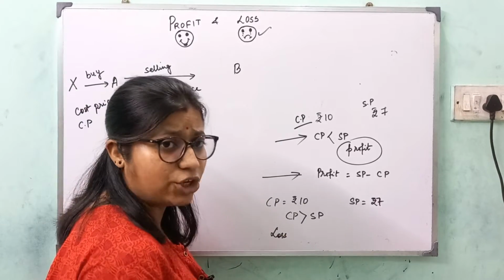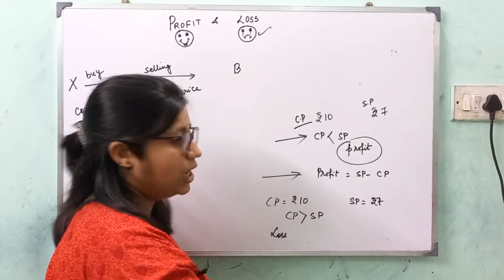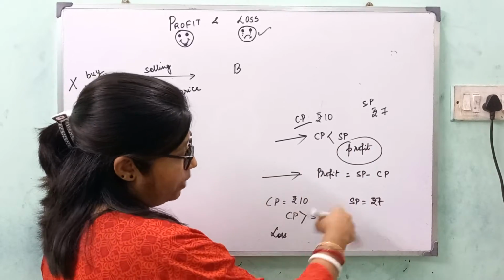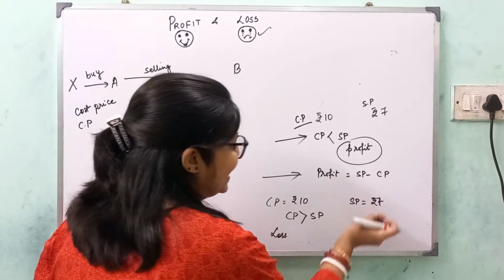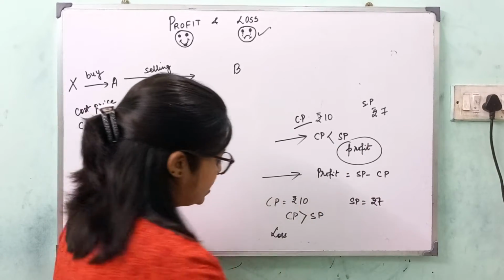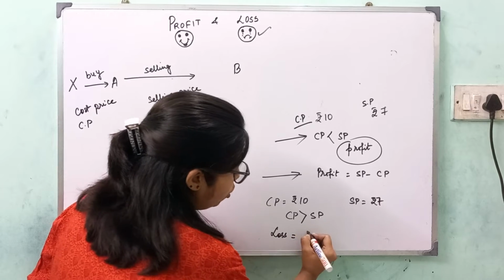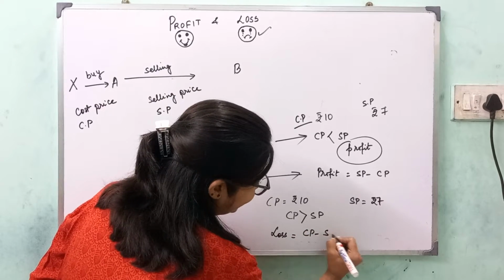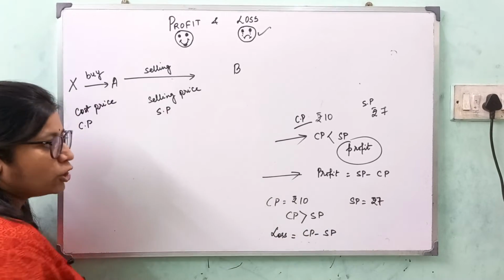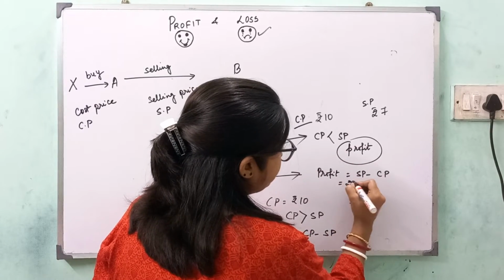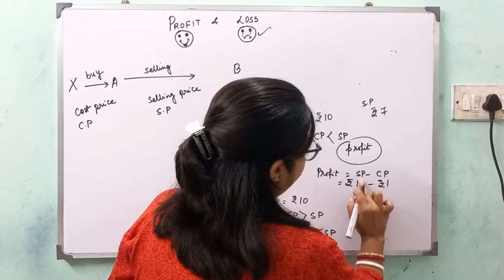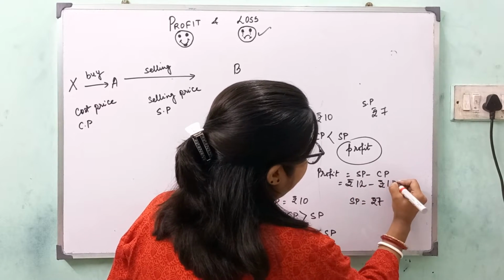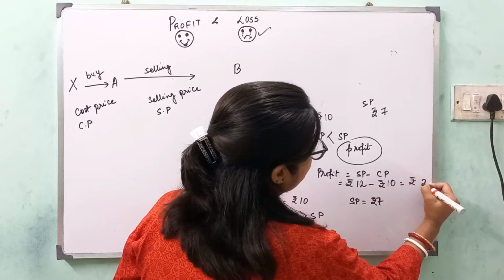How much are you losing? You are losing some amount of money, isn't it? You had bought it for rupees 10, and while selling it you are losing some amount of money because you are selling it at a little lesser price. So your loss is your cost price minus the selling price. So here it was rupees 10 minus rupees 7, that is rupees 3.